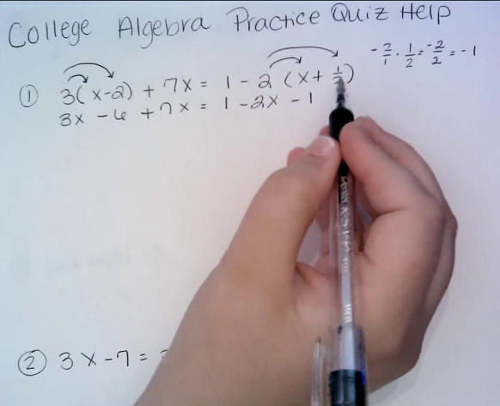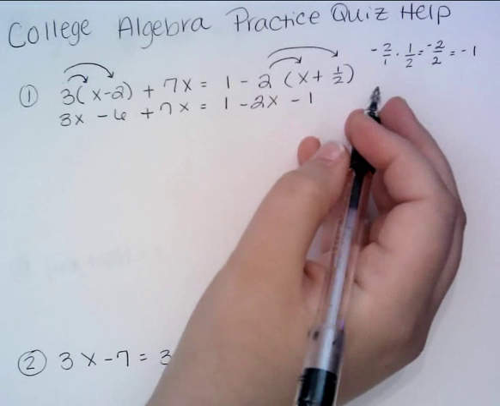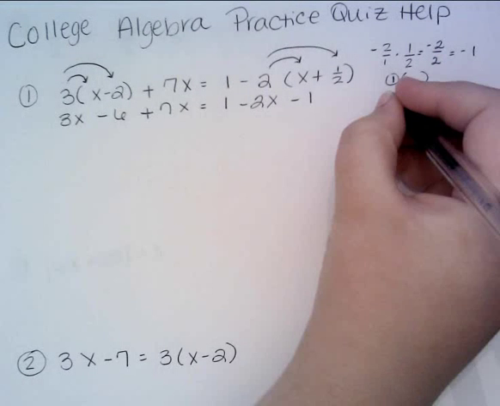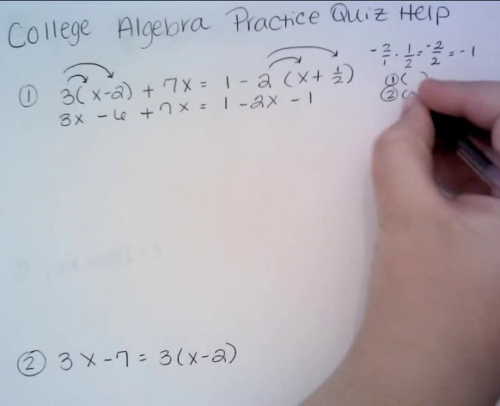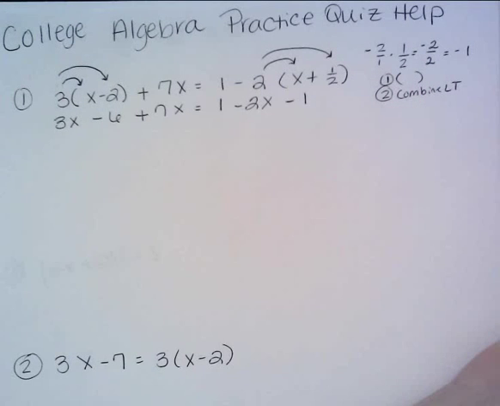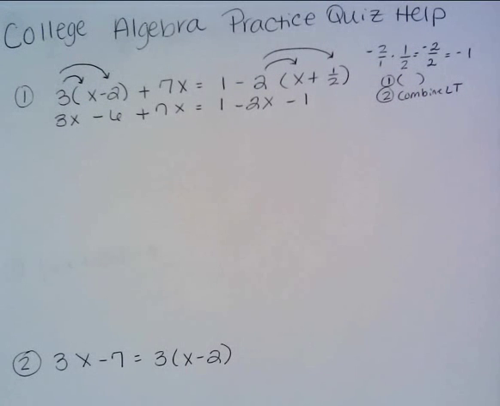So after you get rid of your parentheses, step 1 is going to be to get rid of those parentheses. Step 2 is going to be to combine. I'm going to put LT because I don't have much room. Combine like terms. So we do that on the left side and the right side.